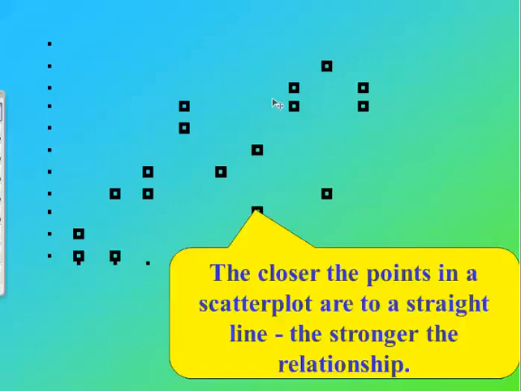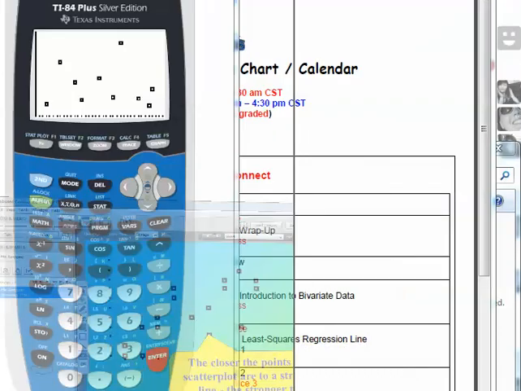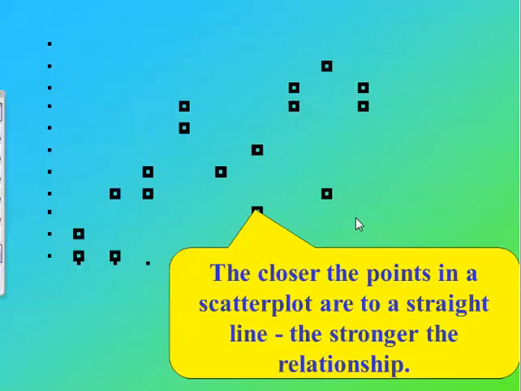Well, the closer the points are in a scatter plot to a straight line, the stronger the relationship. So, what am I talking about? A straight line? Whoops. That wasn't supposed to happen. Let's put that back up here. Thank you. Wow. Didn't expect that to happen. Okay. Pushed the wrong button. Sorry. That's the one I'm wanting.